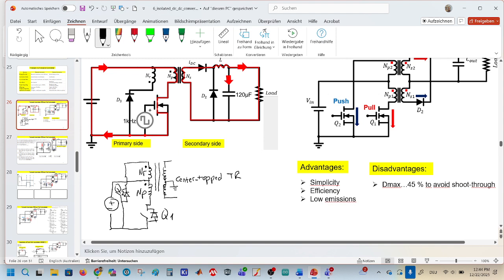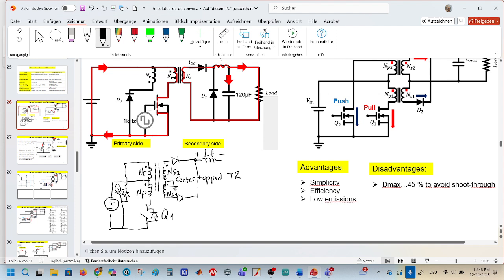And the secondary side of this transformer has again, we use secondary 2 and secondary 1. We have again 2 diodes, and these diodes are connected to the output inductance, which has the ability of storing energy.